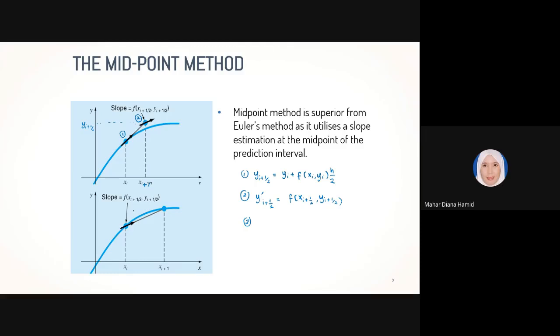So we are going to use the slope that we obtained in step 2 for the entire interval from xi until xi plus 1. So there are 3 steps here, 3 main steps.